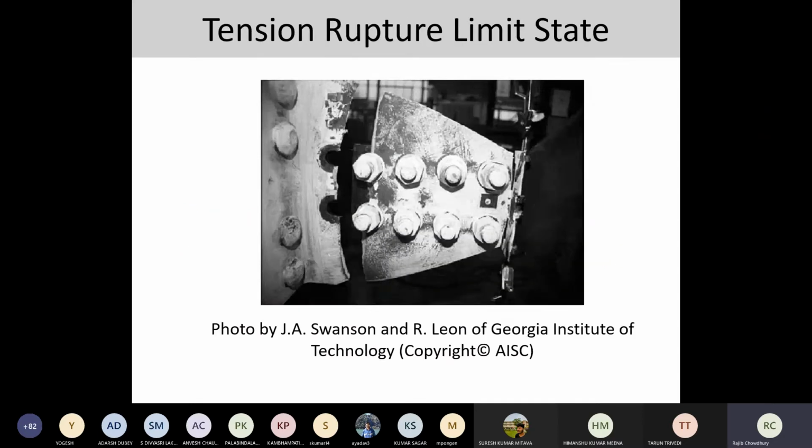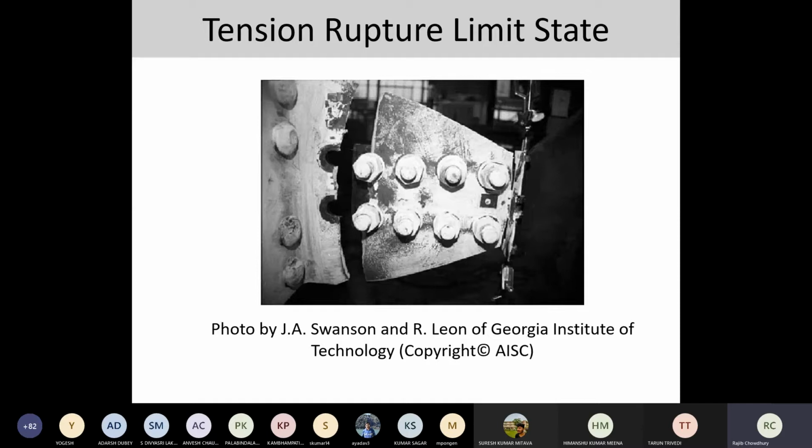The next thing would be the tension rupture failure, or I would say the net section rupture. What is meant by net section rupture again? Net section rupture is saying something like, you can see the photograph over here.